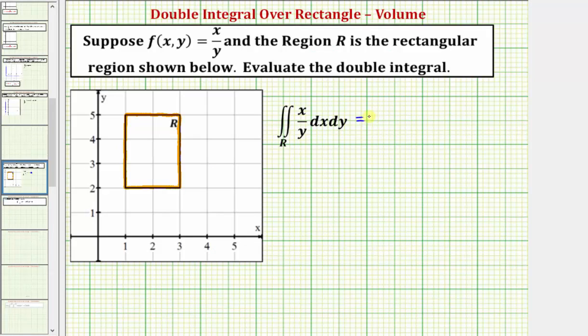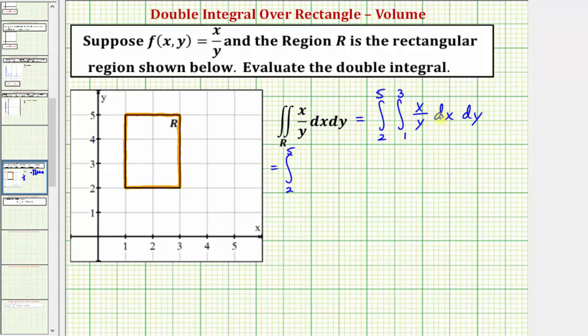So going back to our work, let's rewrite this with the limits of integration for x and y. So we'd have the double integral of our function x divided by y. Notice how we integrate first with respect to x, then with respect to y. So the limits of integration for x are going to be, again, from 1 to 3. And then for y, the limits of integration will be from 2 to 5. So we first integrate with respect to x, treating y as a constant.